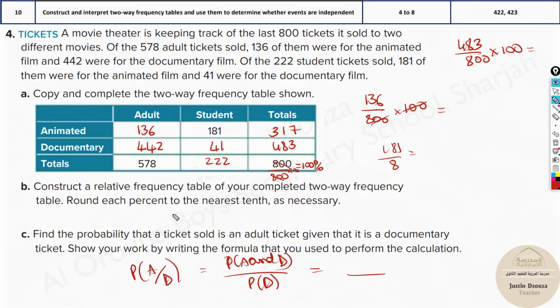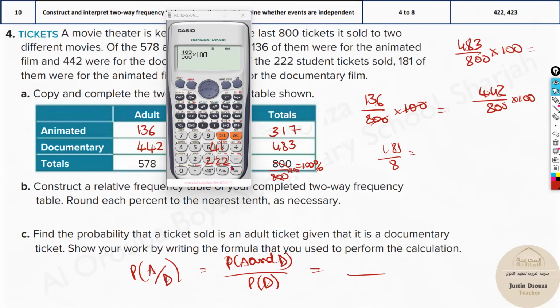And over here, the "and" one, that is adult and documentary, it is 442 divided by 800 times 100. So we will use the calculator now. I've just typed in this equation over here. We are getting 60.375, but they have told nearest tenth. So I will write it as 60.4%. So the probability of the total documentary movies is 60.4. That percentage is fine, you just write it as 60.4.